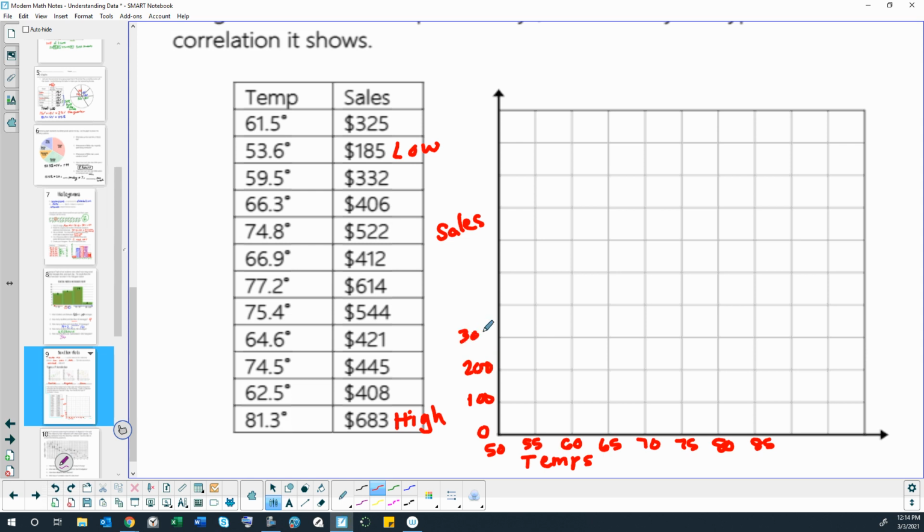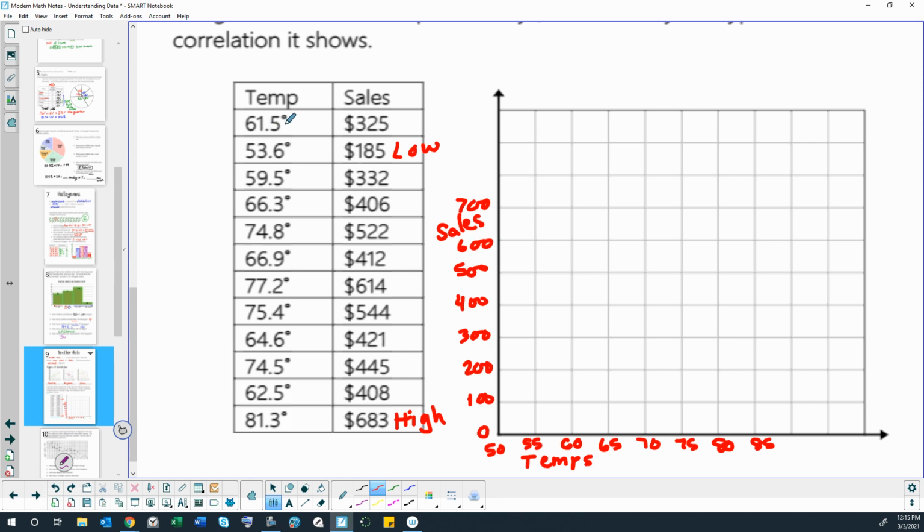200, 300, 400, 500. So that one would be 600 and then 700 up here. So again, I've got some extra lines based on the way I decided to divide this up. That's okay. Okay, let's go ahead and plot these points.